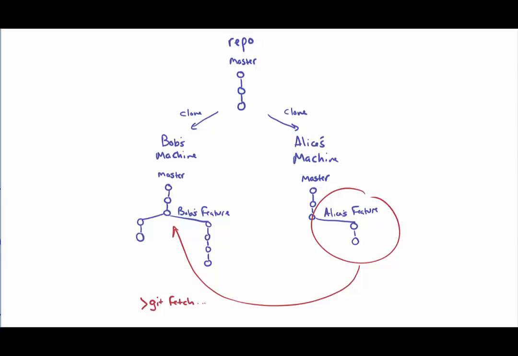So the changes are not automatically integrated into Bob's, they're kept separate. All of the branches that Alice has in her repository are now accessible in Bob's repository. Bob can check out Alice's branches to see her work, or he can merge his code with any one of her branches. And that's how they communicate and share their work.